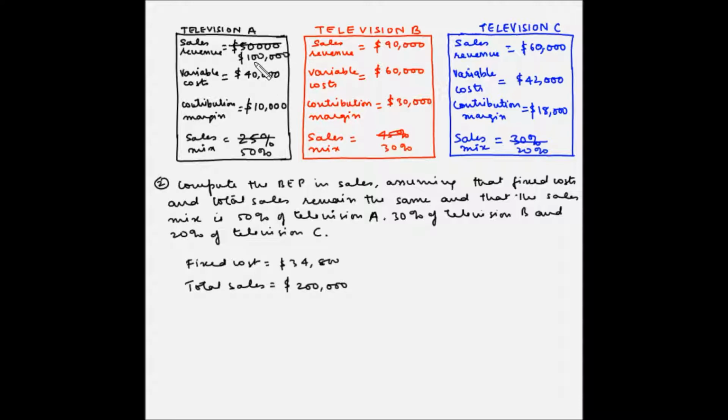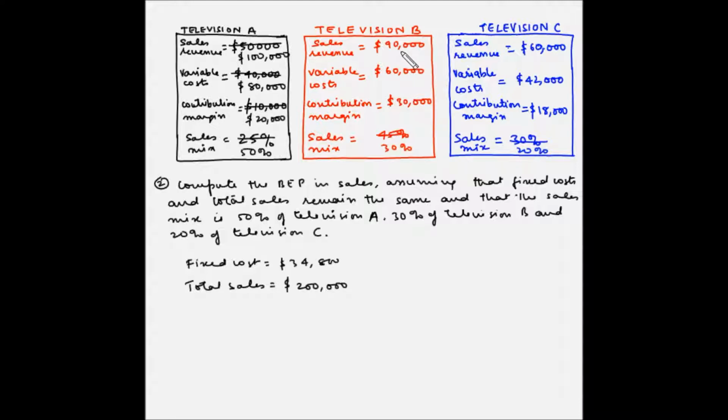Now out of the total sales revenue of $100,000, we were given that the variable cost is 80%. So this becomes $80,000, and therefore the contribution margin is now $100,000 minus $80,000, which is $20,000.